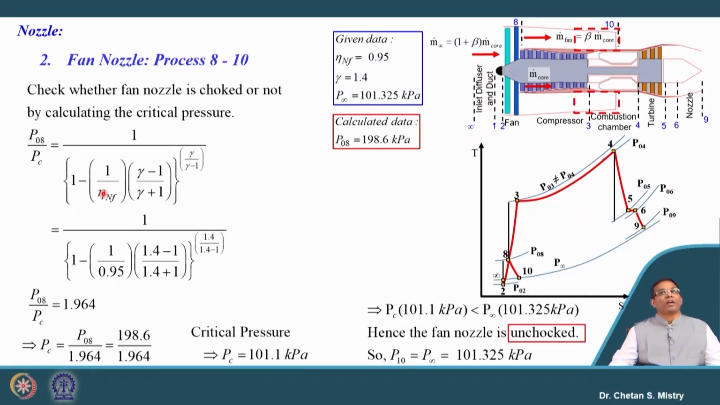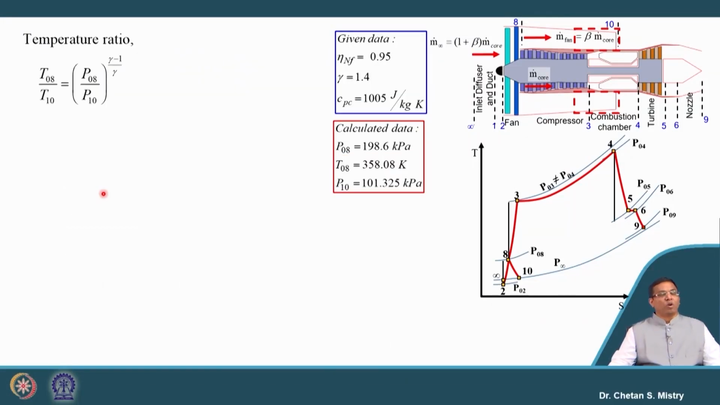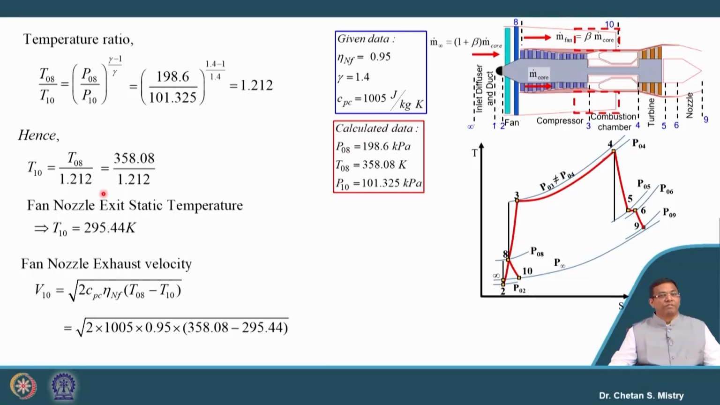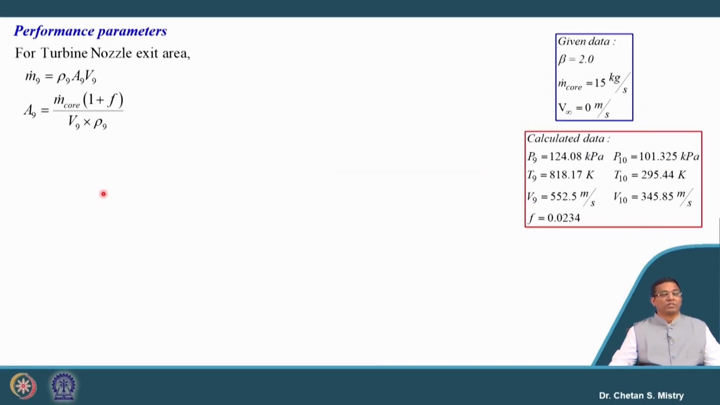Okay. Now, let us see, since we are also interested in the velocity from the fan nozzle, for that we will be calculating our temperature ratio. Based on that, we will be calculating the static temperature from this nozzle, and this static temperature is coming to 295.44 Kelvin. Here in this case, my nozzle exhaust velocity we are calculating based on the square root of 2 Cp efficiency (T08 minus T10), and if we put this number, V10, the exit velocity from the fan nozzle, is coming 345.85 meters per second.